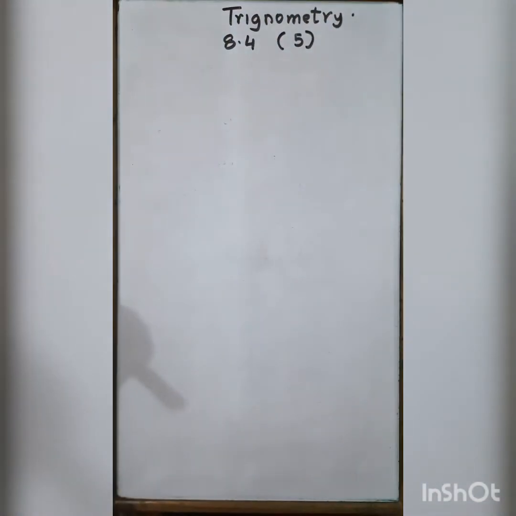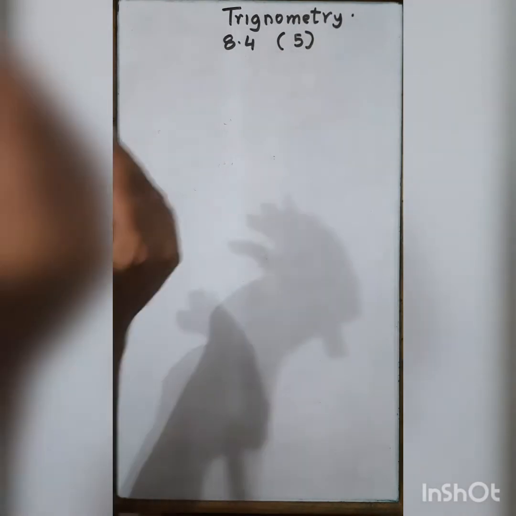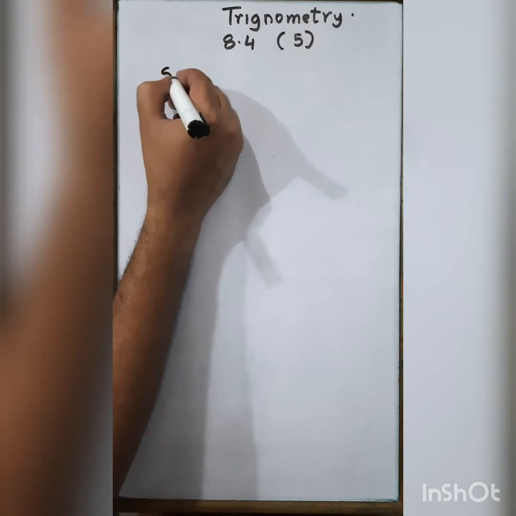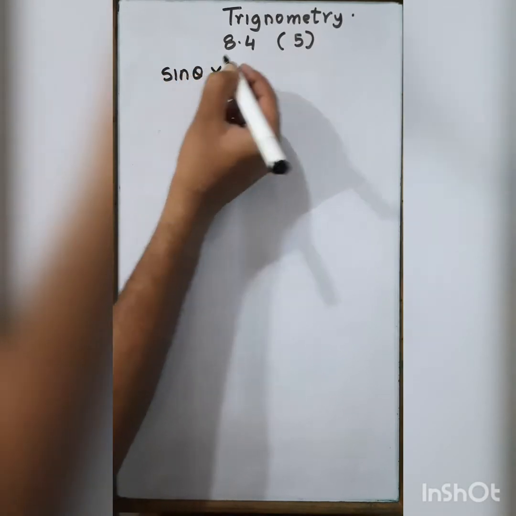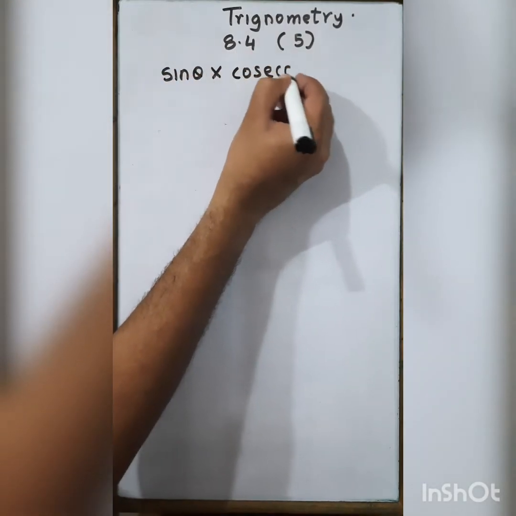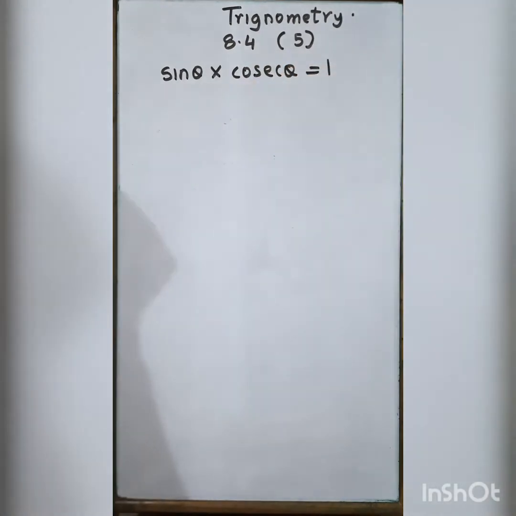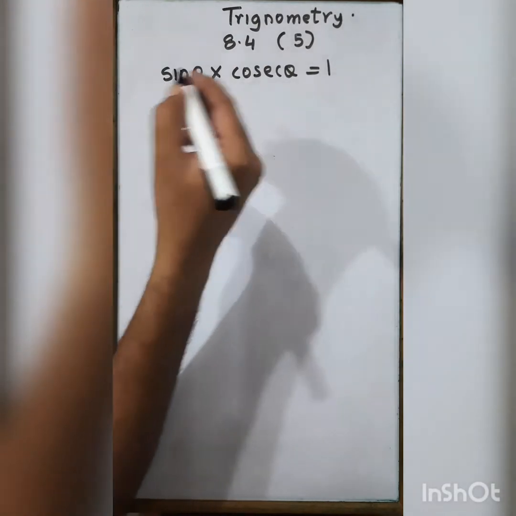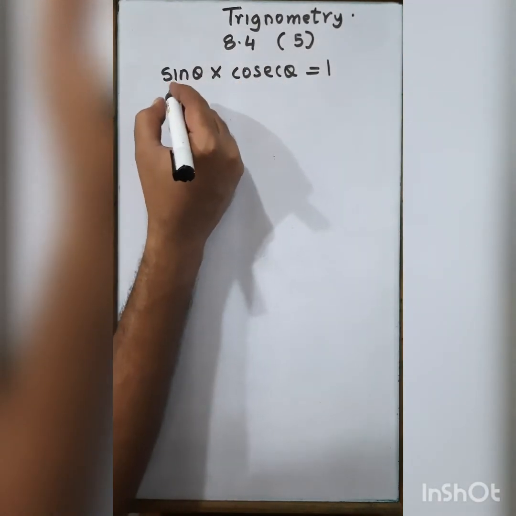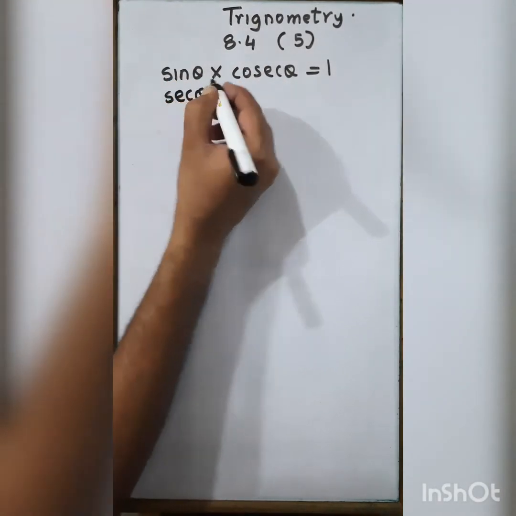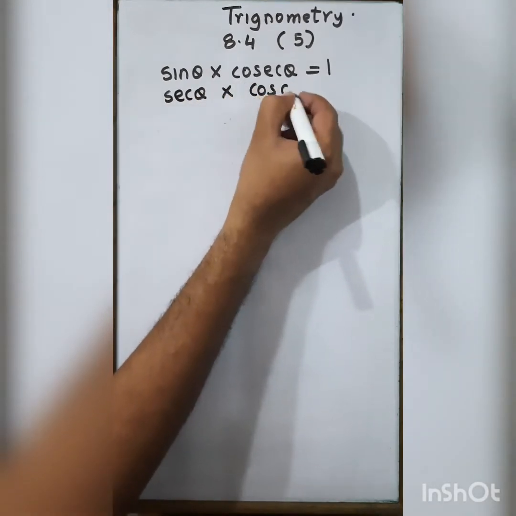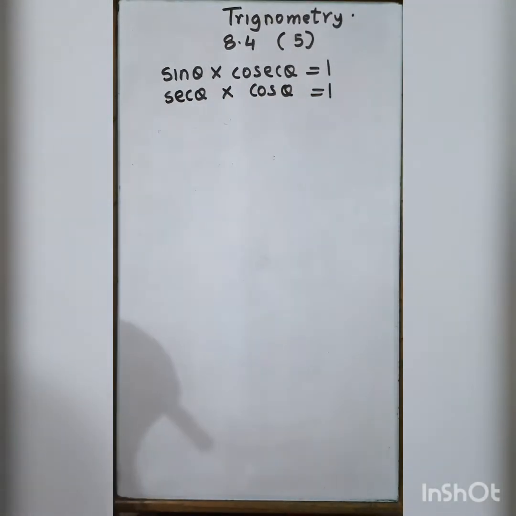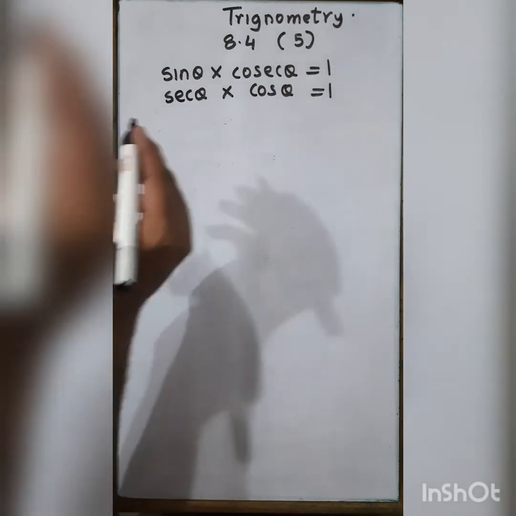Before we start this, we have to be very clear about the formulas which are going to be very useful for us. You have to remember the formula: sin theta multiplied by cosec theta is equal to 1. Therefore, sin theta is equal to 1 upon cosec theta and cosec theta is equal to 1 upon sin theta. Similarly, sec theta into cos theta is equal to 1. So, sec theta is equal to 1 upon cos theta and cos theta is equal to 1 upon sec theta.